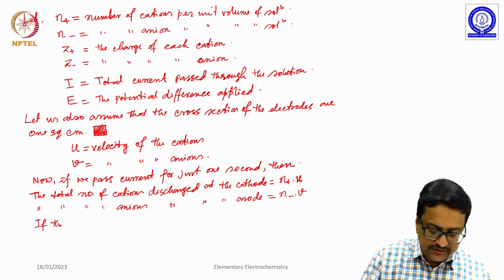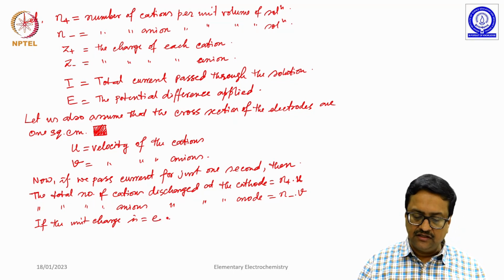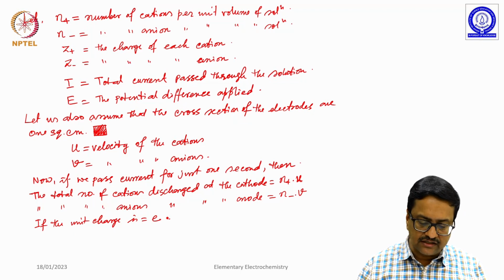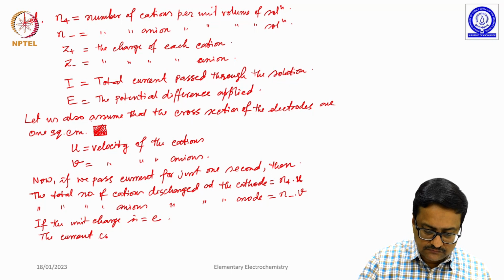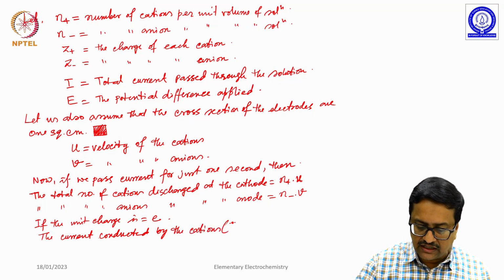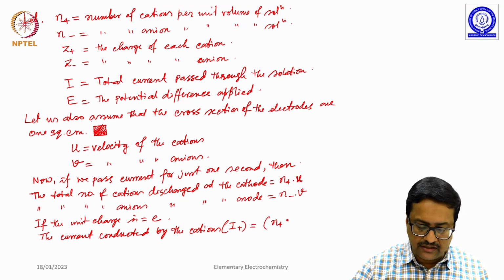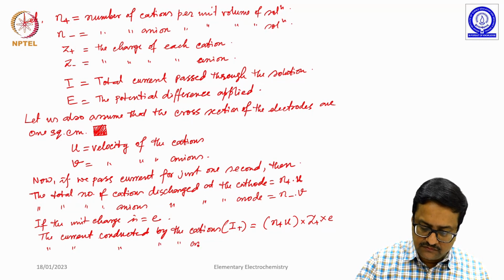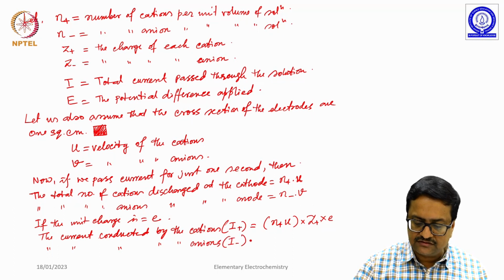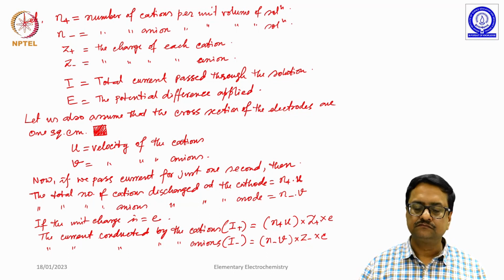Now, if the unit charge is equal to E, that is, each cation is carrying a charge E, then the current conducted by the cations, that is I plus, is equal to n plus u into Z plus into the charge of electron. Similarly, the current conducted by the anions, which is equal to I minus, is nothing but n minus V into Z minus into E, right.